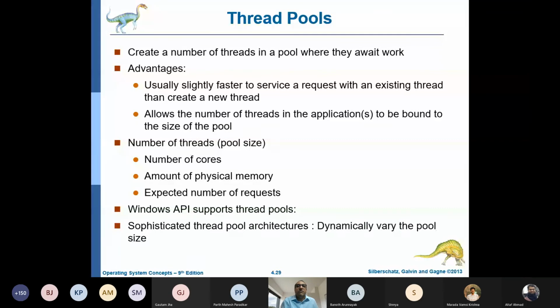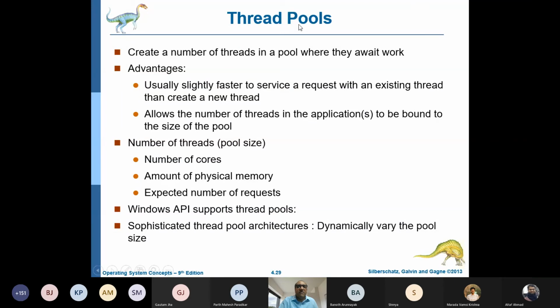Therefore, thread pools are one of the solutions, where at the creation of a process itself, you create a finite number of threads, and those threads will manage the requests. For example, when a request arrives and at that point there is no thread available in the pool, the request has to wait till one of the threads completes its job and comes back to the pool. At that time, that thread will be given the new request. That way, you can avoid the situation of exhausting the resources by using thread pools.